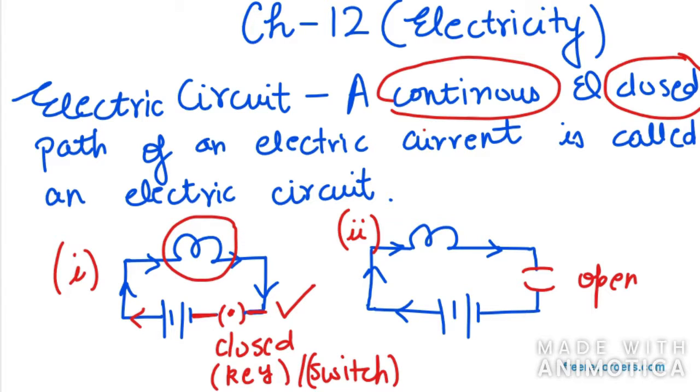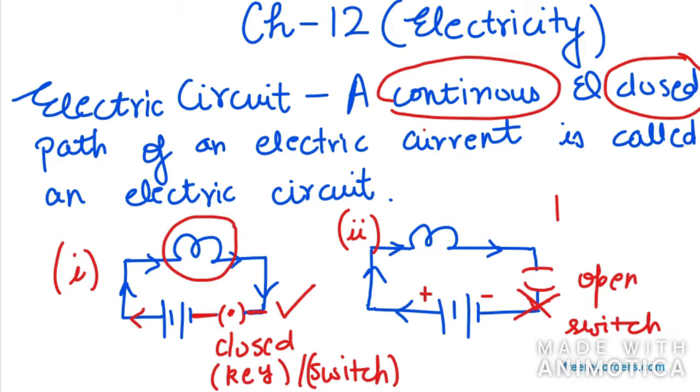But in the second case, as you can see that my switch is open. If my switch is open, then it cannot conduct electricity. It won't come here. There won't be any electric current here. So there won't be any potential difference here. So it can't conduct electricity if the path is open or discontinuous.